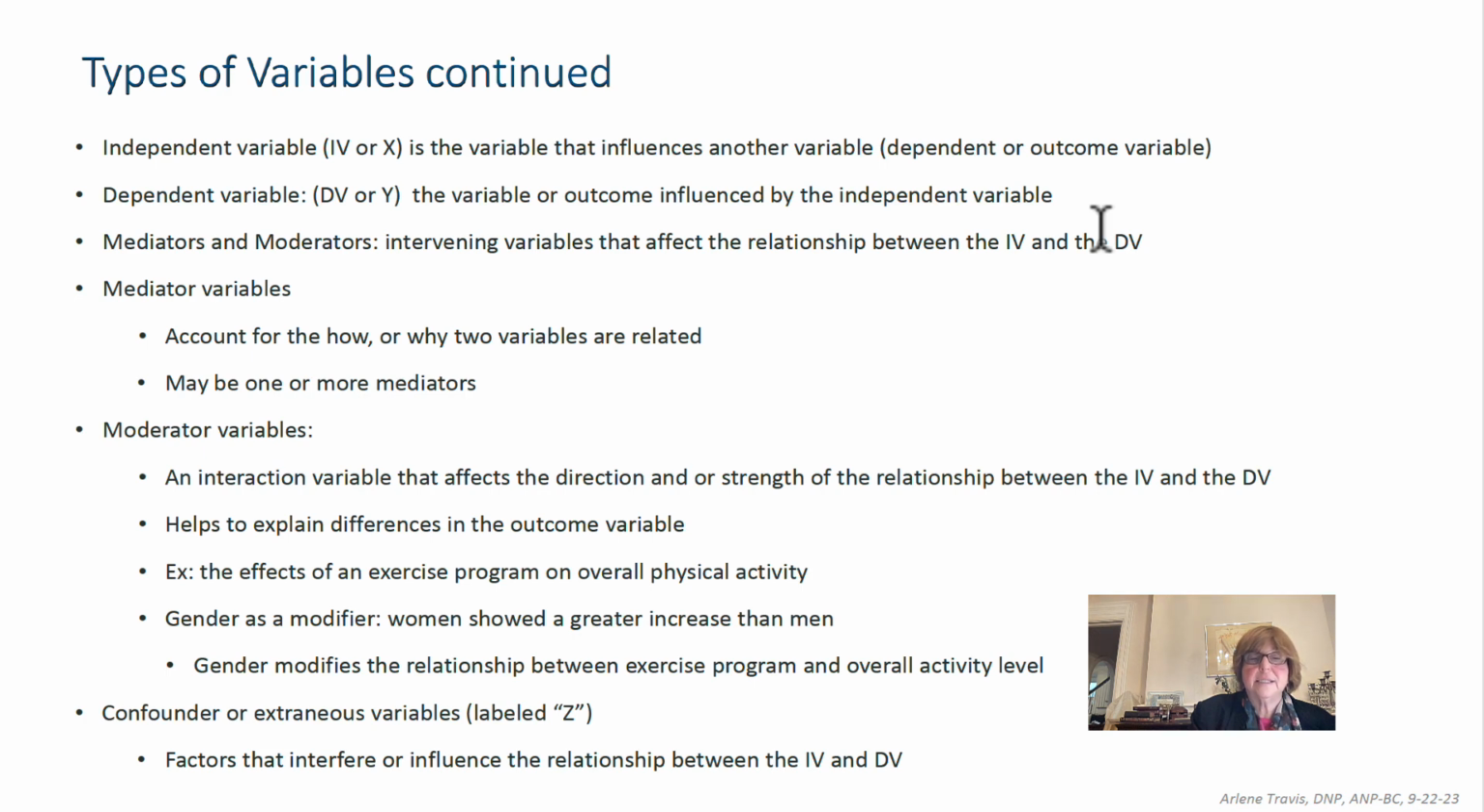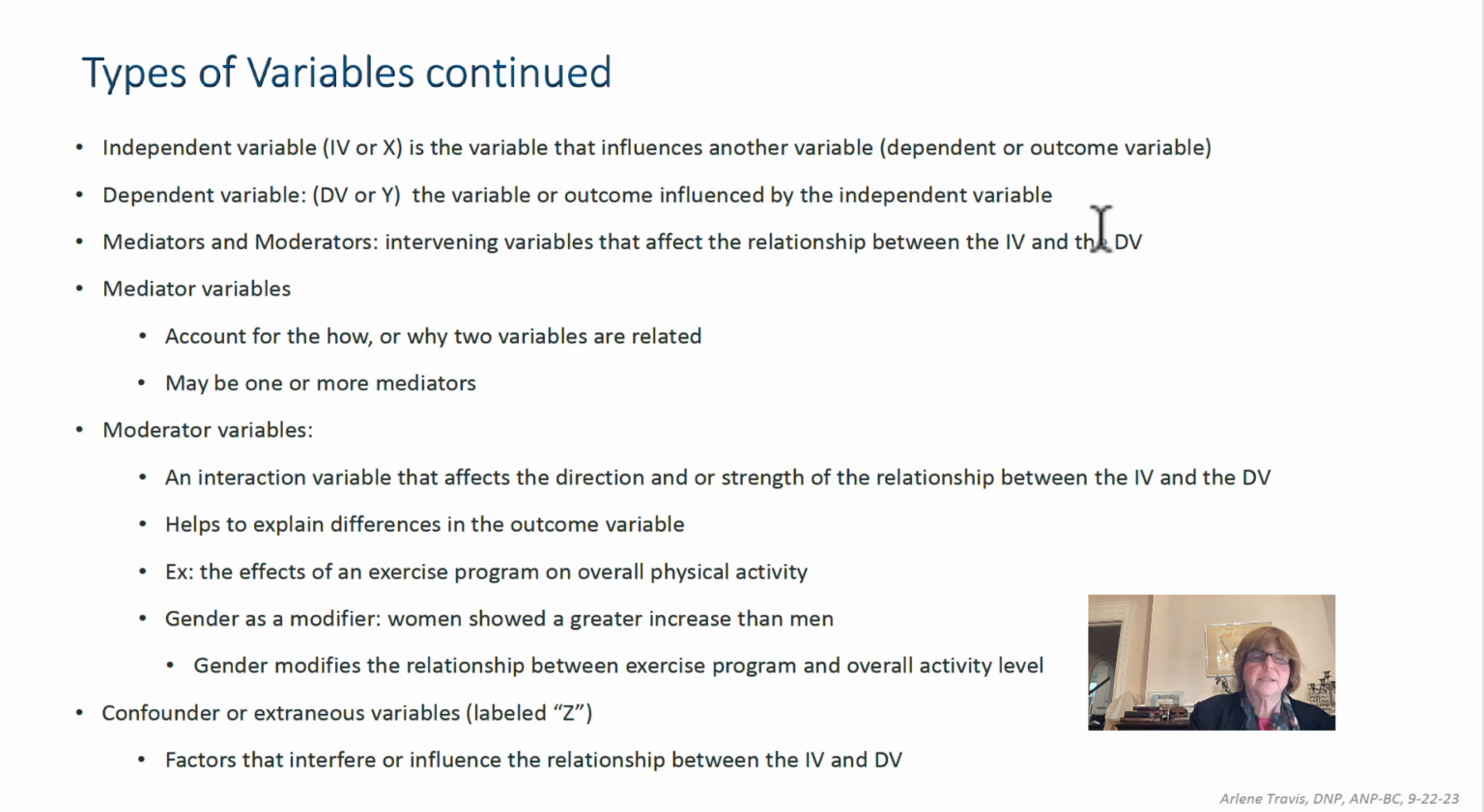So the independent is a variable that's going to influence another variable, dependent or outcome variable. Dependent variables are influenced by the independent variables. Mediators and moderators are intervening variables that affect the relationship between the independent variable and the dependent variable. So mediator variables, they account for how or why two variables are related. And there may be one or more mediators. And a moderator variable is an interaction variable that affects the direction or the strength of the relationship between the independent variable and the dependent variable.